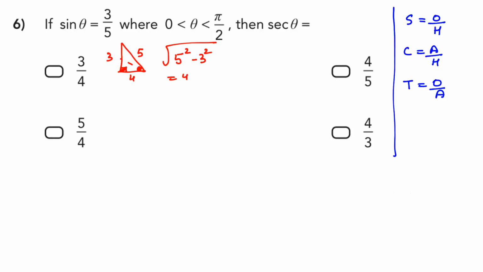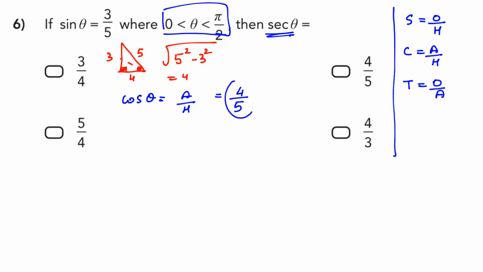Now we found that we know that cos theta is equal to adjacent over hypotenuse. What is your adjacent? 4. Hypotenuse 5. It is in the first quadrant, therefore it's going to be positive. And sec theta is the reciprocal of cos theta, so we will just flip our answer. It will be 5 over 4. C is our answer.